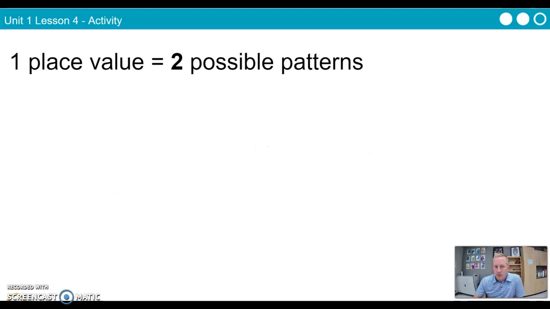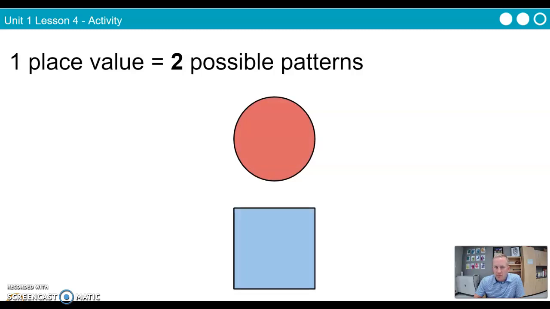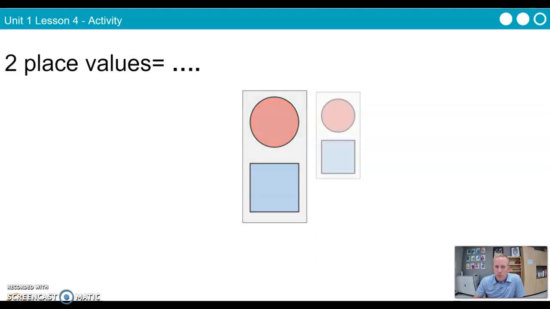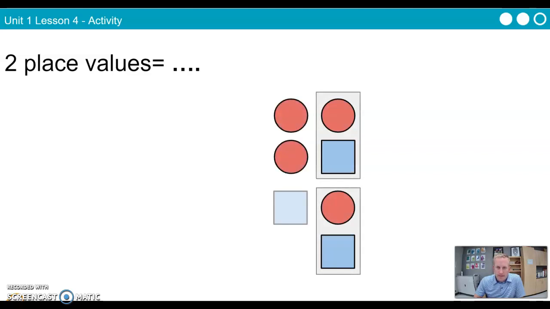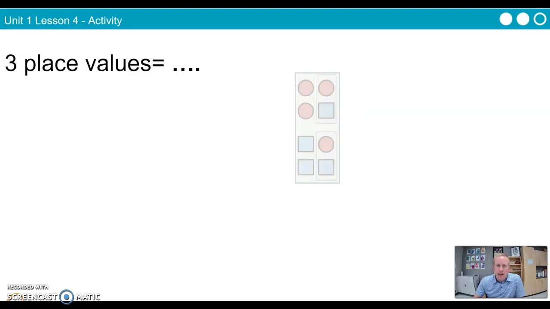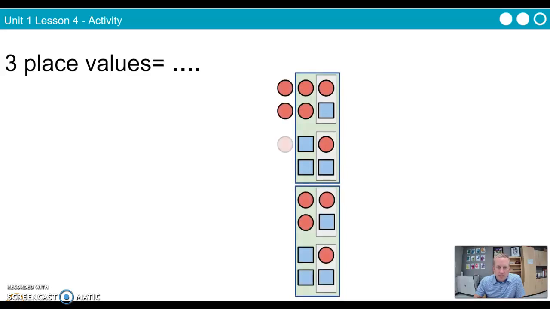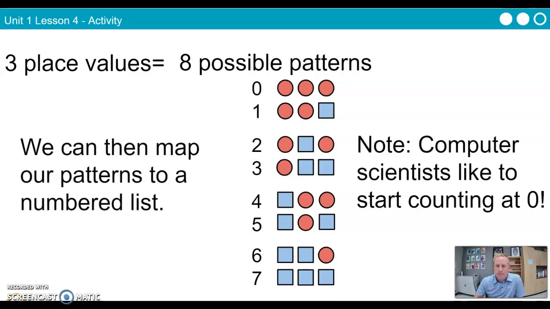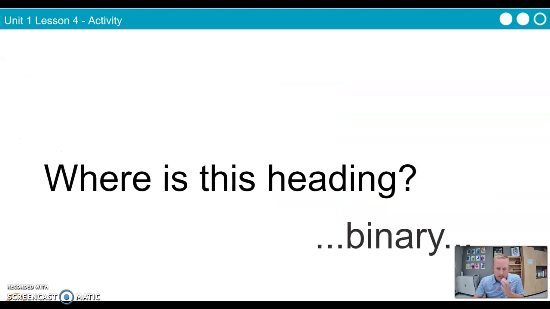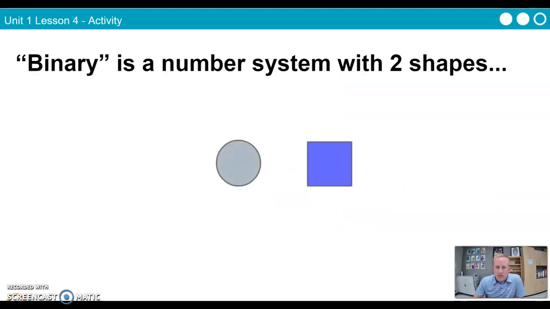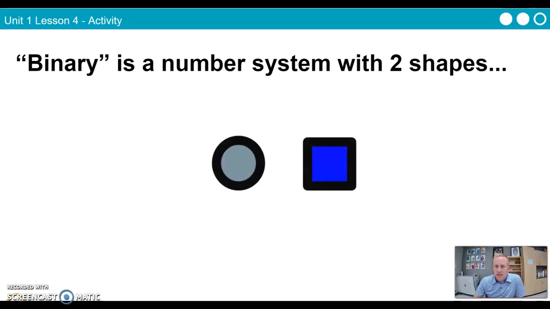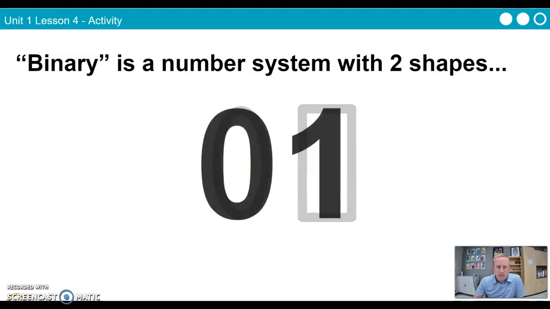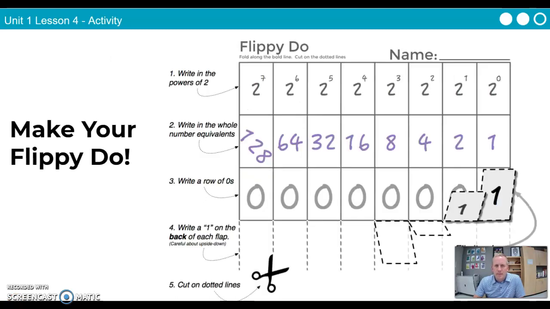Remember, if I had the circle square pattern on the worksheet, if I had one place value, my only two options of the circle squares would be two possible patterns. If I had two place values, it would go up to 4. If I had 3 place values, it would be 8 different options. We would number them 0 through 7. This is taking us into binary, because binary is just like the circle square shapes. Instead of circles and squares, it really turns into zeros and ones, only two options. And that leads into our activity for today.